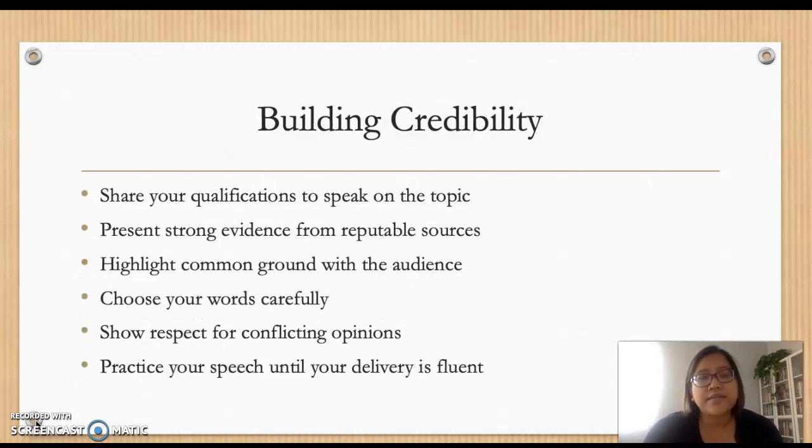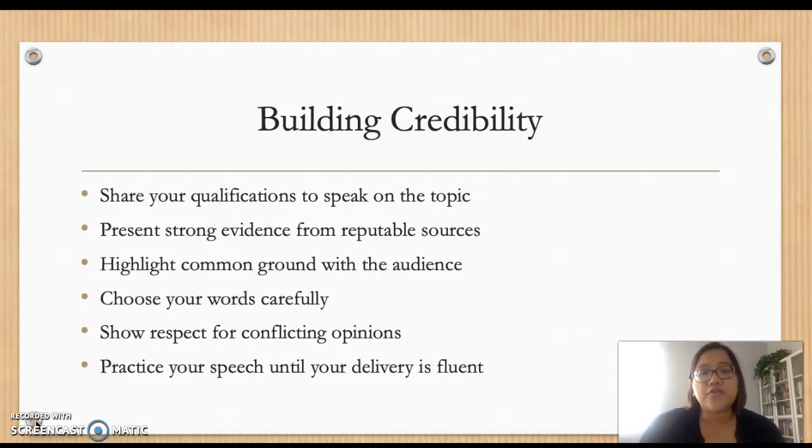Now, the next one is how to build credibility. You do this by sharing your qualifications to speak on the topic. So for instance, if you are going to talk about an environmental issue and you have been volunteering at a nonprofit that specifically works with solar panels or something like that.